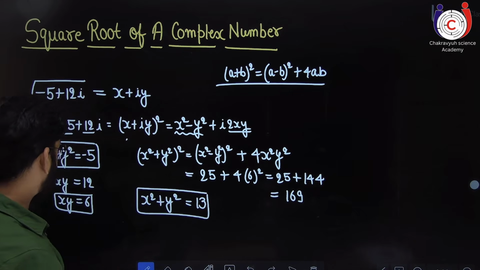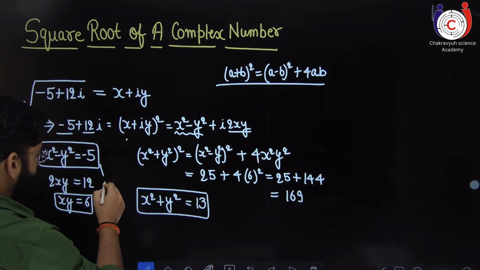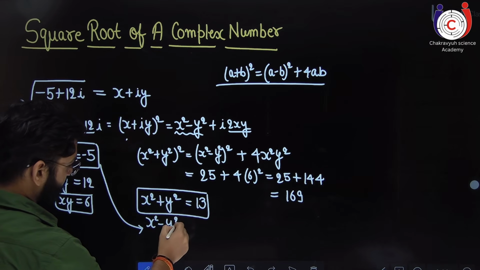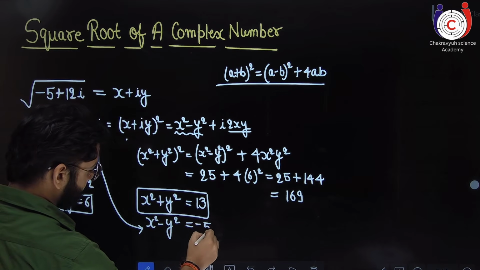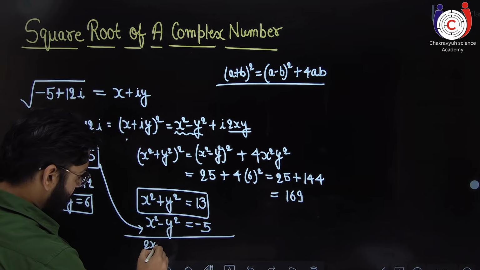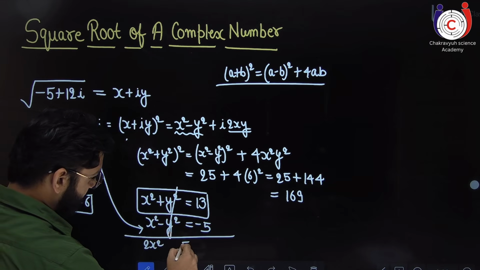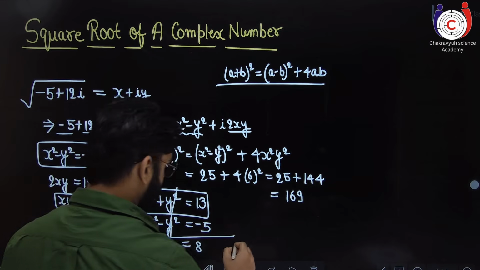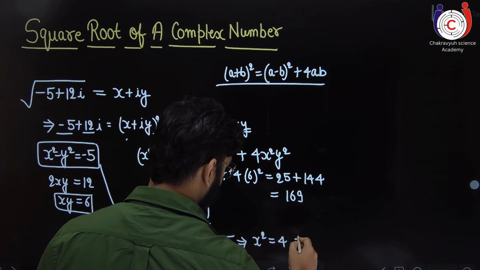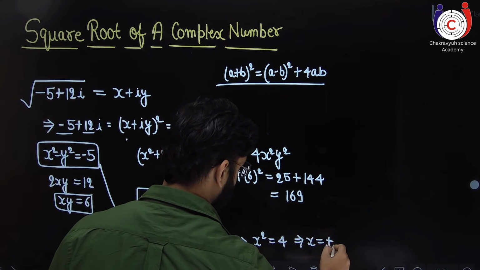Okay. Now what we will do? I will add these two equations. So x square minus y square equal to minus 5. So students, add both the equations. When you add both of them, x square plus x square will be 2x square. y square will get cancelled. 13 minus 5, 8. So from here you get x square equal to 4. So x will be equal to plus minus 2.